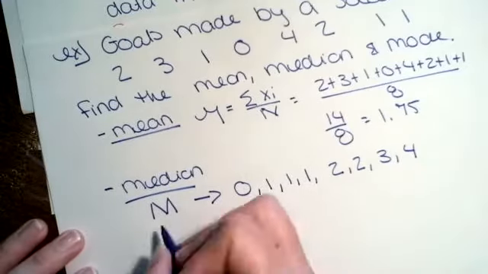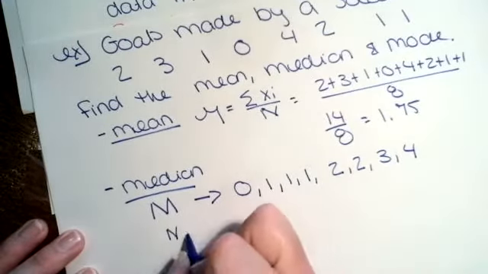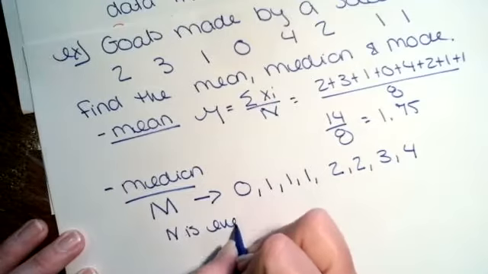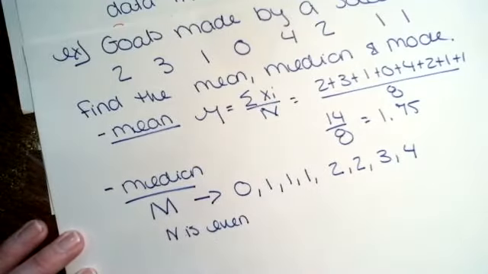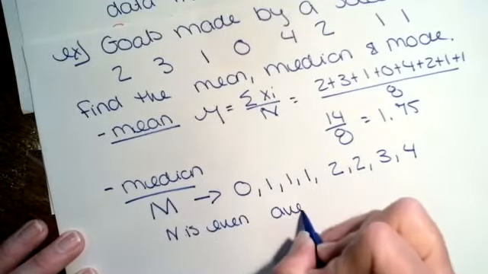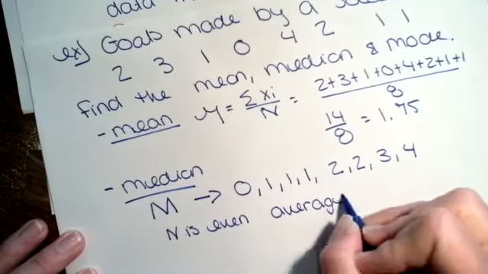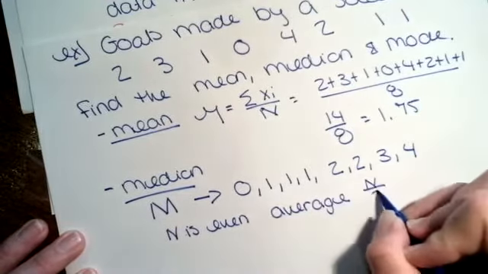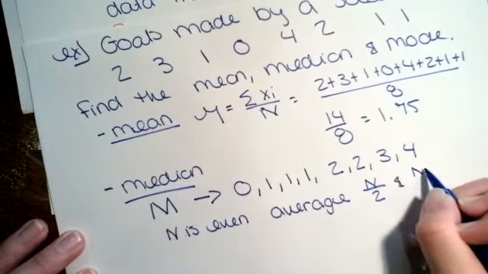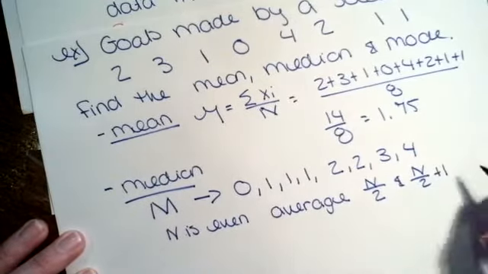I'm just going to make a little note: N is even. Okay, so I'm going to take the average of the N divided by 2, and N divided by 2 plus 1 positions.